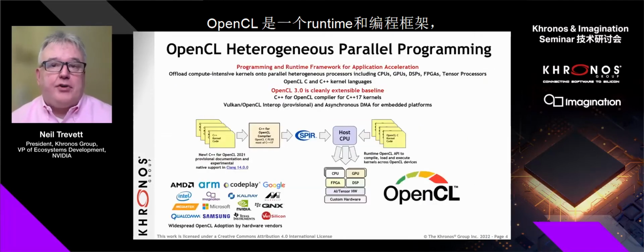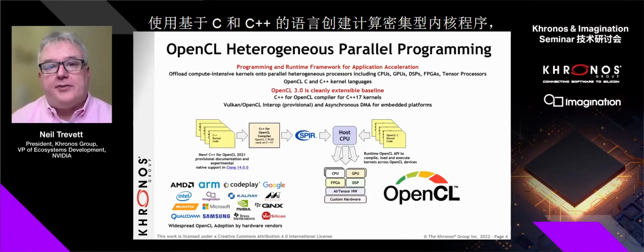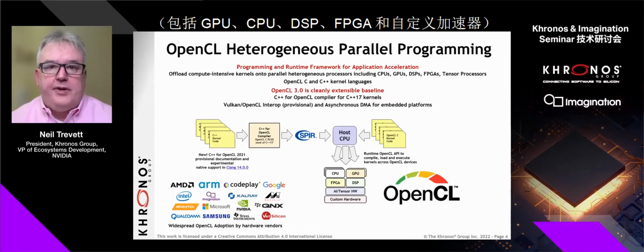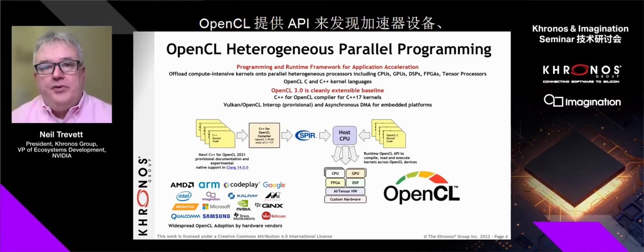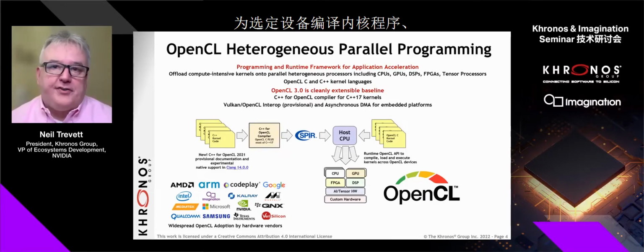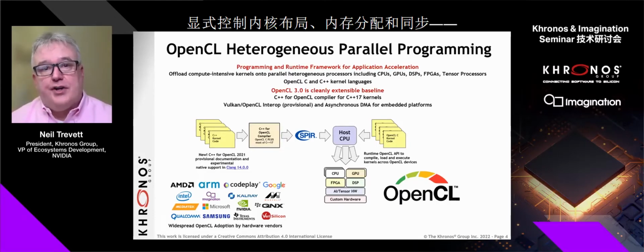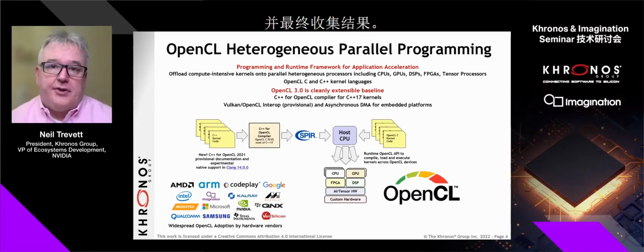OpenCL is a runtime and programming framework with C and C++ based languages for creating compute-intensive kernels that can be compiled and executed in parallel across any available processors in a system, including GPUs, CPUs, DSPs, FPGAs, and custom accelerators. OpenCL provides APIs to discover accelerator devices, compile kernels for selected devices, execute those kernels with explicit control over kernel placement, memory allocation, and synchronization, and finally gather the results.